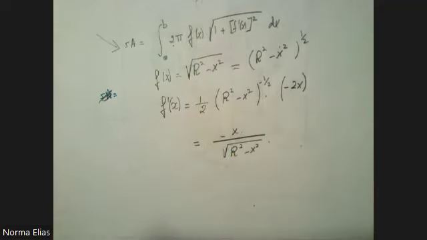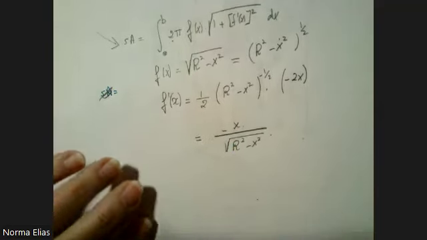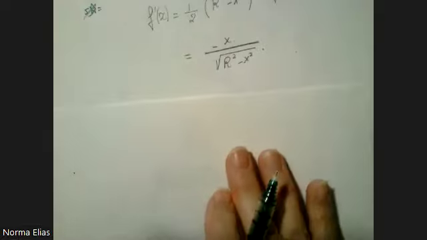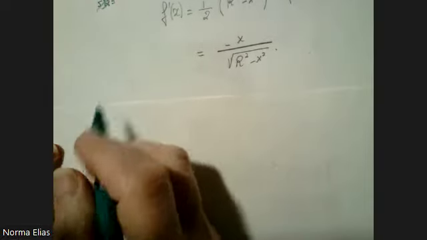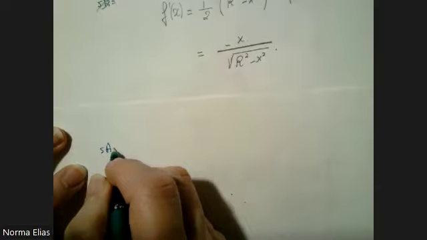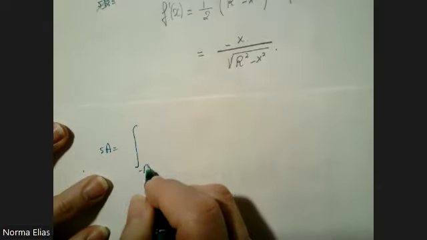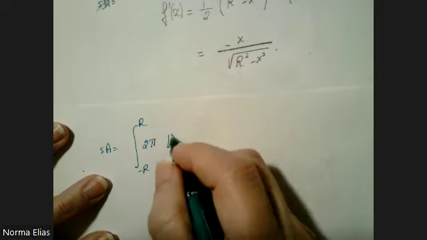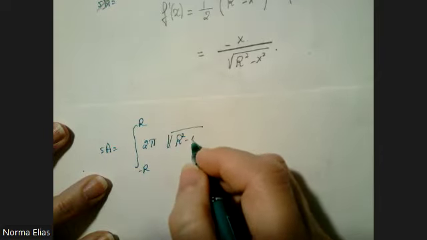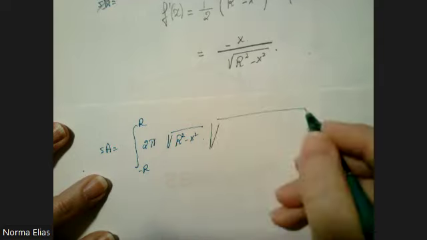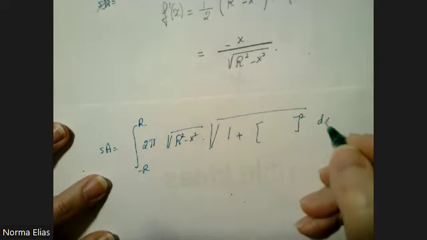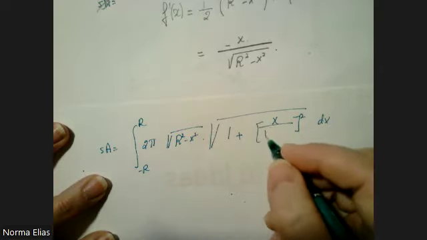Okay, so I can't find the surface area if I don't have a formula for the function. I either give you the formula or I give you a problem easy enough for you to figure out the formula. So the surface area now is going to be the integral from minus r to r of 2 pi, the square root, that's the function, times the square root of 1 plus the derivative squared. Be careful, it has to be the derivative.